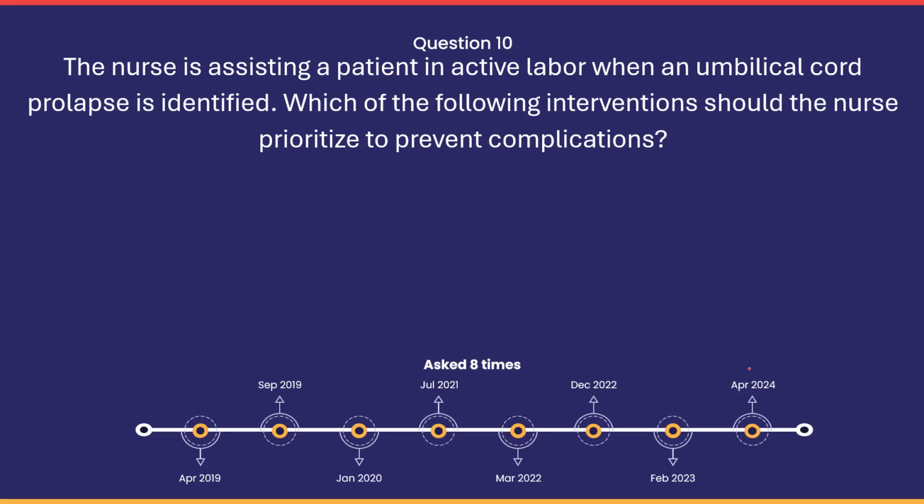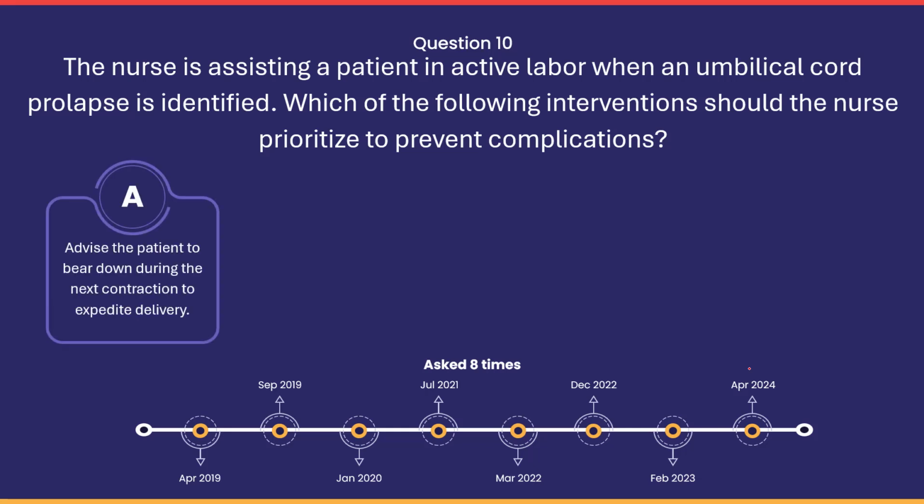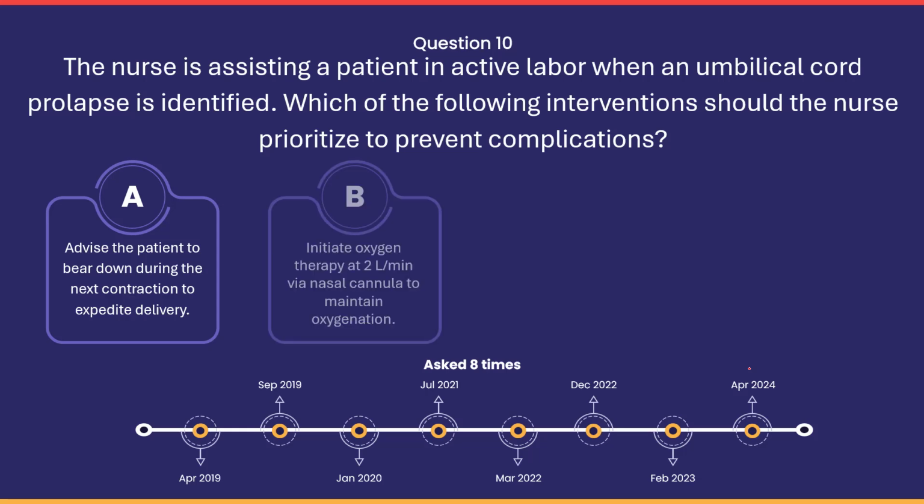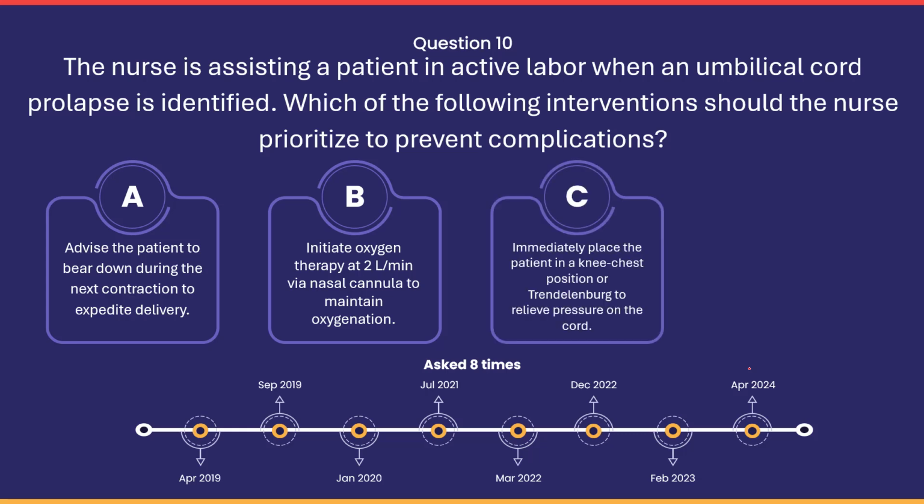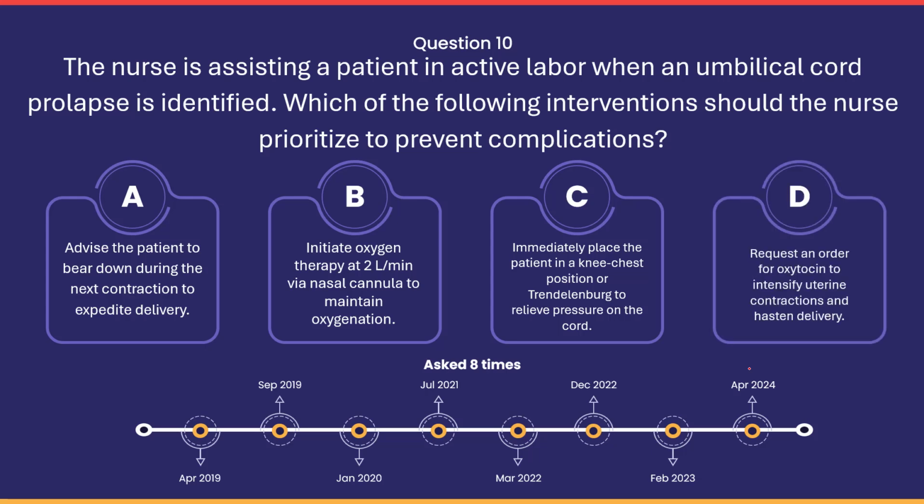A. Advise the patient to bear down during the next contraction to expedite delivery. B. Initiate oxygen therapy at 2 liters per minute via nasal cannula to maintain oxygenation. C. Immediately place the patient in a knee-chest position or Trendelenburg to relieve pressure on the cord. D. Request an order for oxytocin to intensify uterine contractions and hasten delivery.